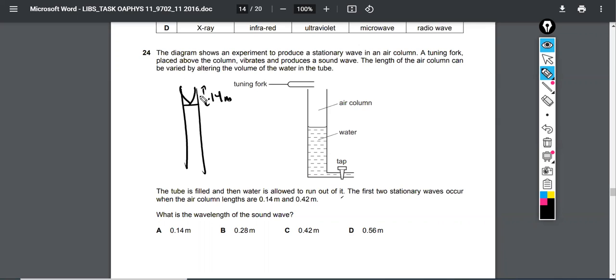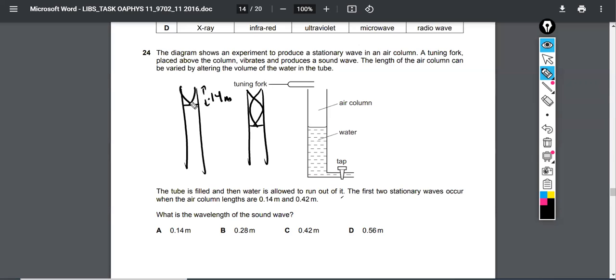So there's the waveform of our fundamental frequency, the lowest harmonic. The next one, it says, is 0.42. So we're required to have this node, antinode. What's the next one going to look like? Let's bring the water down a bit. And now it's going to go open, close, open. So it's like this one now.